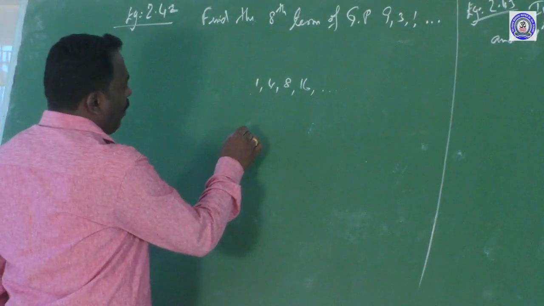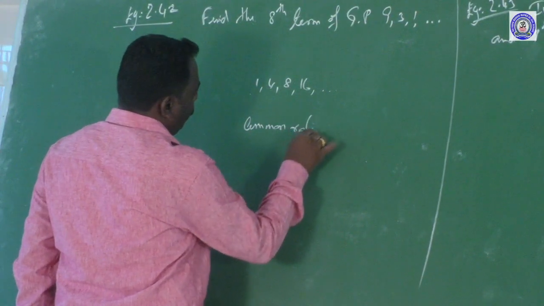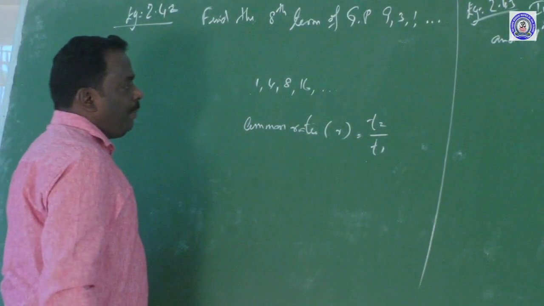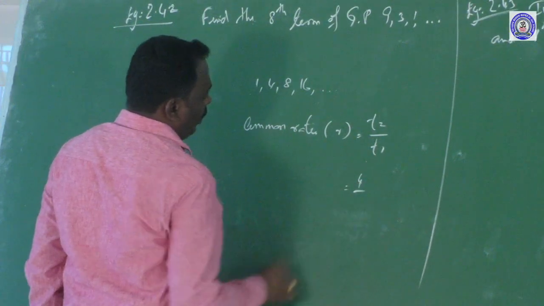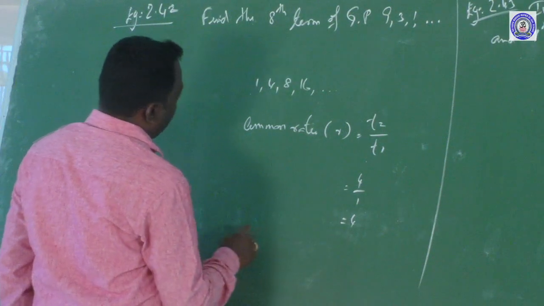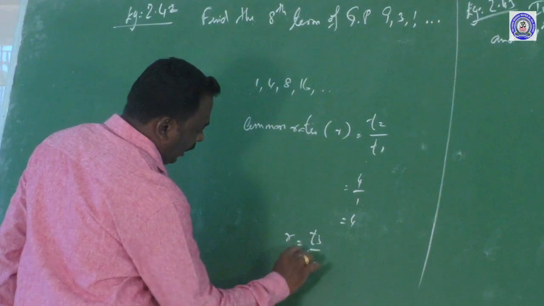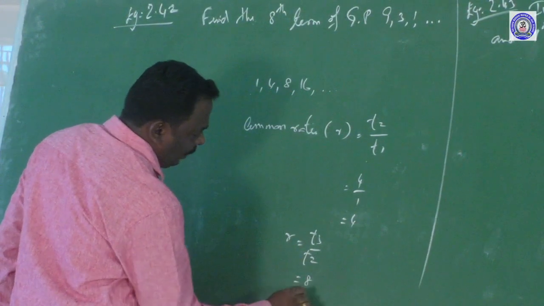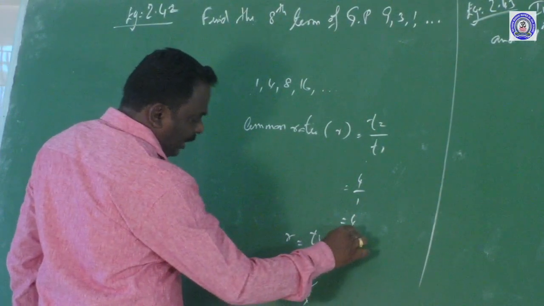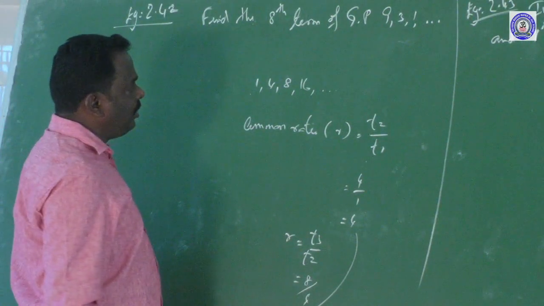Now what is GP? The common ratio, defined by r, is equal to the second term by the first term. Second term is equal to 4, first term is equal to 1, so that is equal to 4. Then the third term by the second term is 8 by 4, which is equal to 2. The ratios are different. Therefore the given series is not a GP.